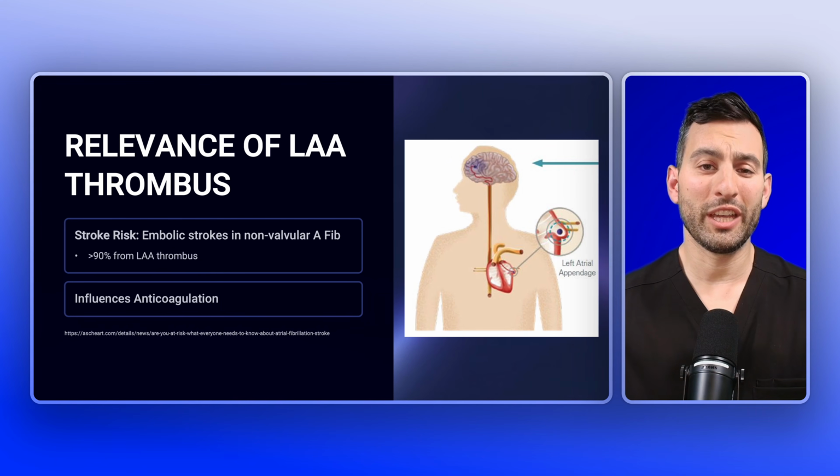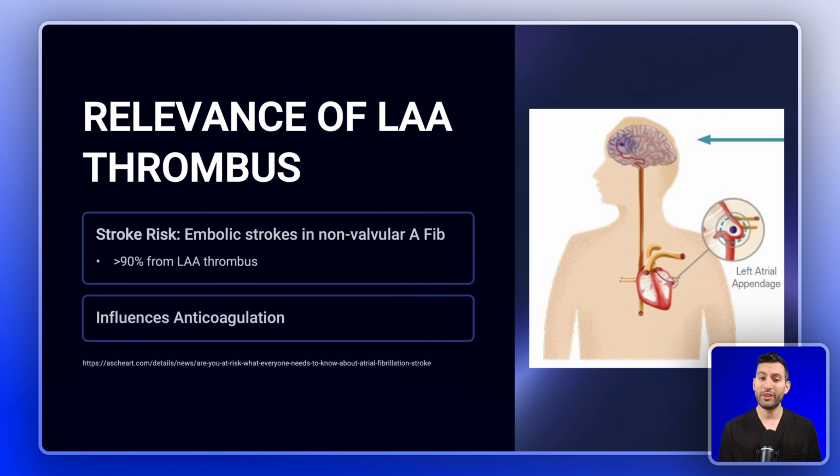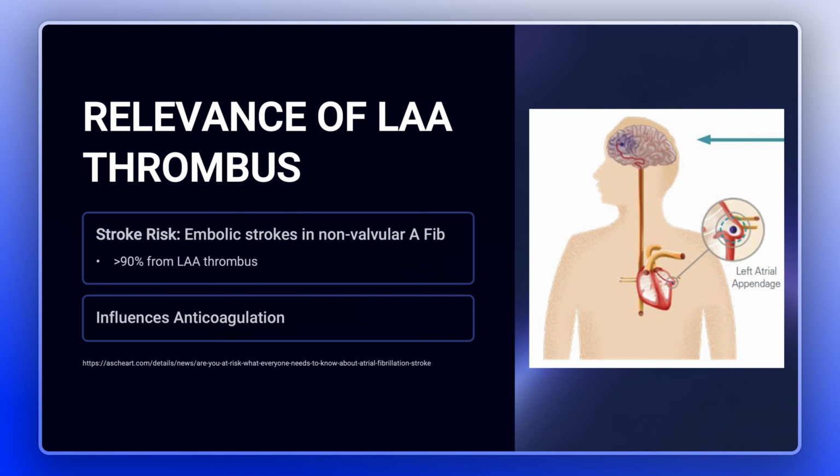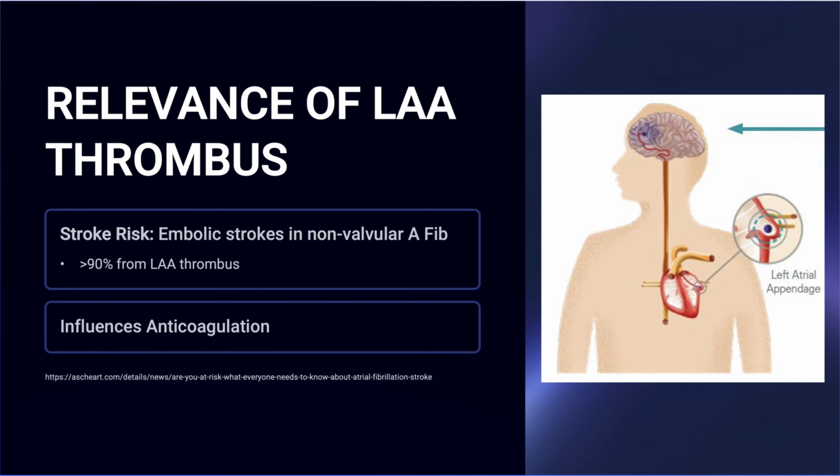Why are we even talking about clots that may occur in the left atrial appendage? Well, as you may know, these can be a significant source of strokes, where up to 90% of clots are seen from the left atrial appendage in non-valvular AFib. Also, regarding patient management, it's important to know if there's a thrombus in this position, as it can influence anticoagulation management, both perioperatively and outside of the perioperative setting.